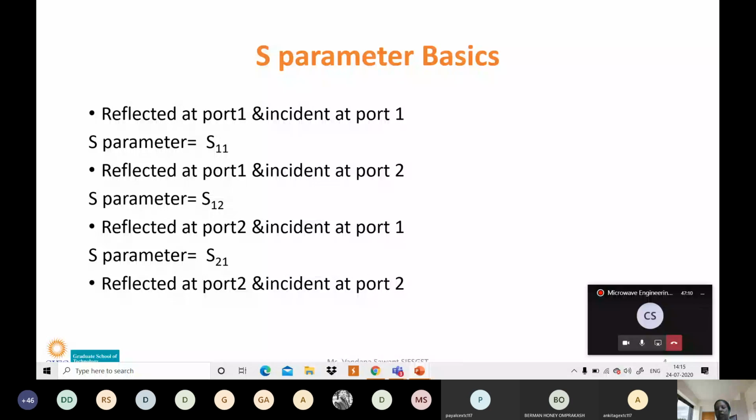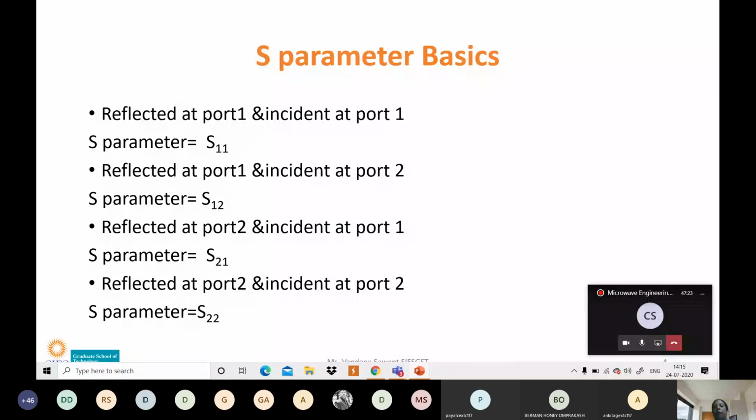S22. Did everyone understand? Answer is S22. So in that way, depending upon where we are giving the input signal and where we are getting the reflected signal at which port within the circuit, depending upon that, first we need to write a related S parameter.